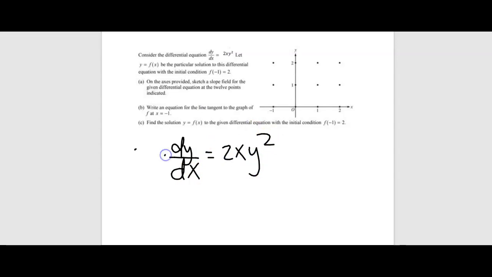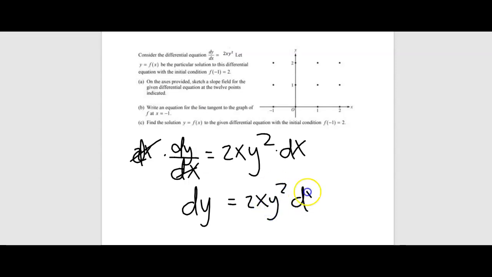The first thing I usually recommend doing is multiplying both sides by your dx. I put 2x, it's supposed to be dx. That way these cancel and I have this. The next thing you want to do is move the y to the other side. Sometimes you'll multiply, sometimes you'll divide. It'll be one of those two things. In this case, since the y squared is already in the numerator, we're going to divide to cancel it out.